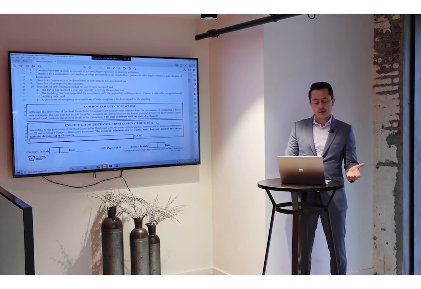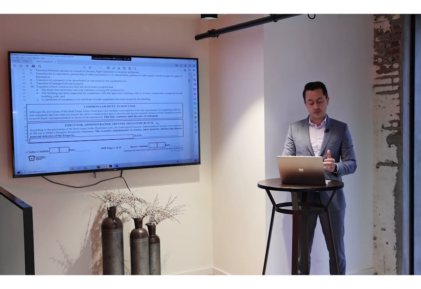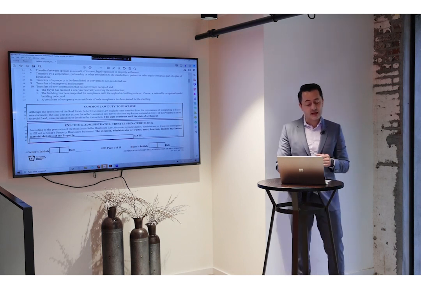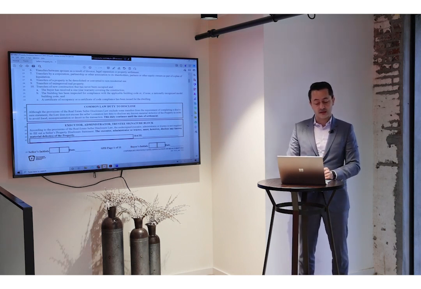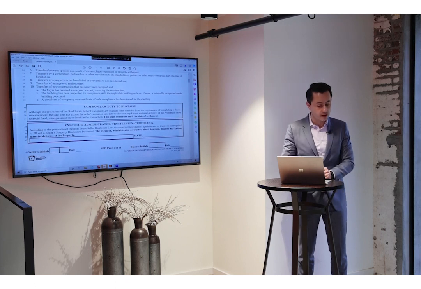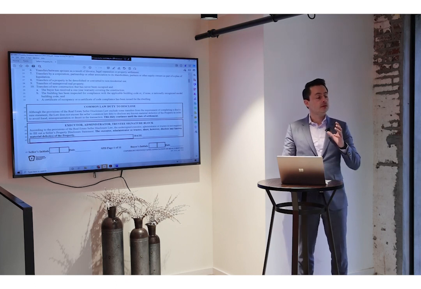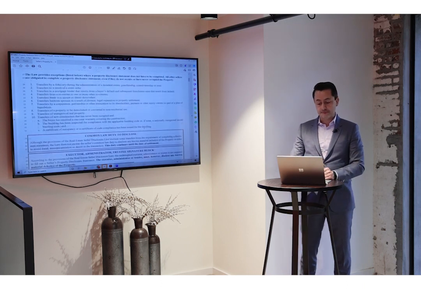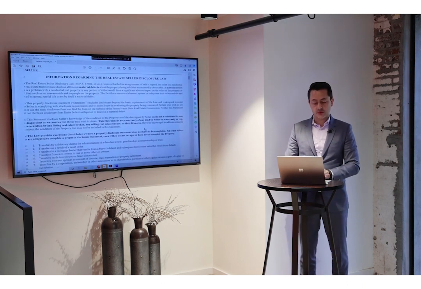Now, executor, administrator, trustee, signature block. According to the provisions of the Real Estate Seller Disclosure Law, the undersigned executor, administrator, or trustee is not required to fill out a seller's disclosure statement. The executor, administrator, or trustee must, however, disclose any known material defects of the property. Again, although they're not required to fill it out, they need to let your client know if there are any known problems with the property. Now, going back to the top of this document.